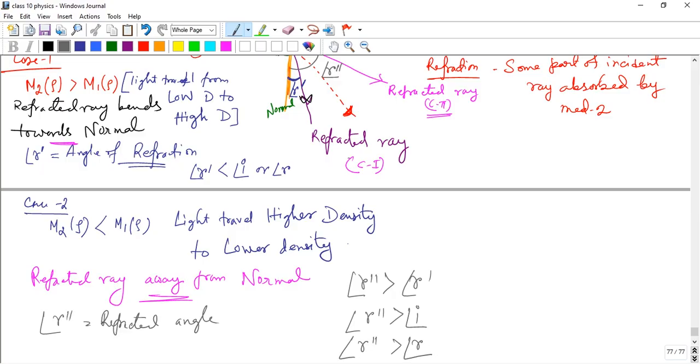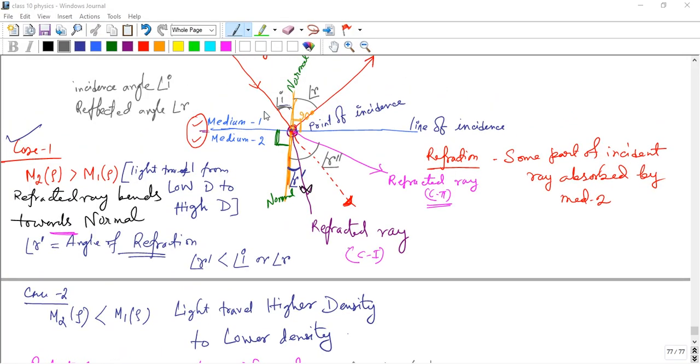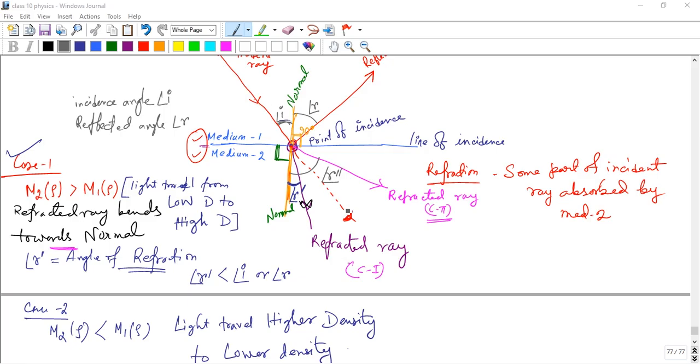Okay. So here, see the diagram. You know that light travels in a straight line. Actually light goes along this dotted red line. But due to the mismatch of density of medium 1 and medium 2, the refracted ray bends, either towards the normal or away from the normal. So here we get some deviation of the refracted ray from the path of the incident ray. So here is the deviation.